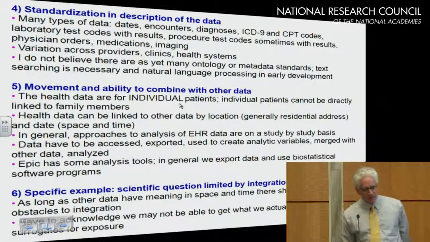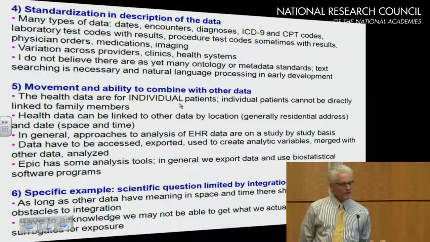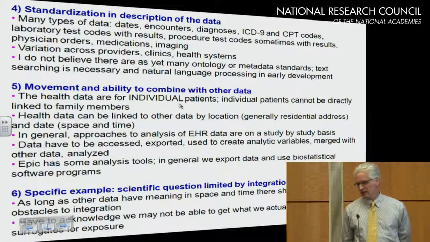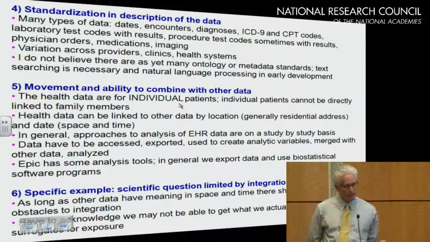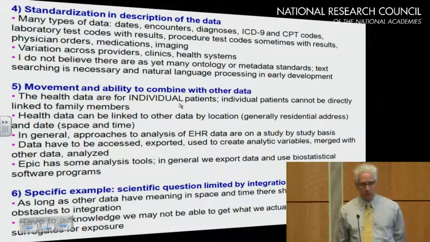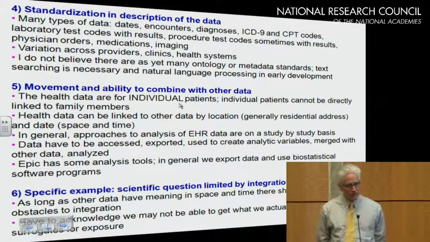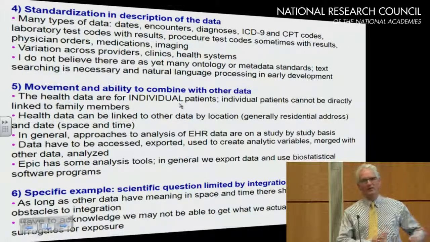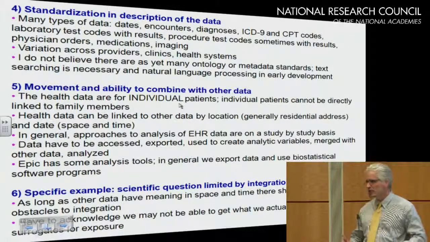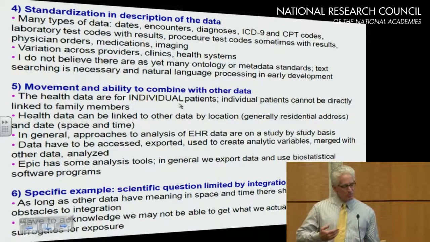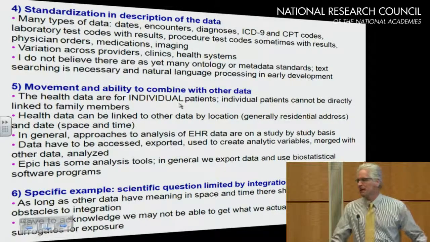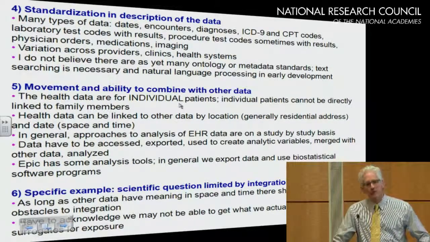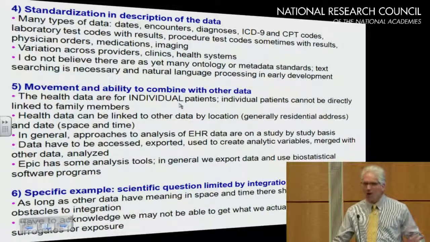Concerning standardization and description of the data, there are many types of data: dates, encounters, diagnoses, lots of different kinds of codes, lots of different kinds of laboratory tests with results, procedure test codes, sometimes with results. Those are, as opposed to laboratory tests, things like lipids and glucose, things that you might get from blood. Procedures are more like cardiac catheterizations, pulmonary function tests that all exist, but not always in the main data warehouse.